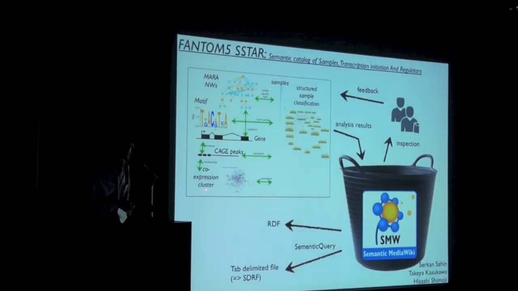And we also developed a database system based on Semantic MediaWiki. So we did many data analyses and put them onto the Semantic MediaWiki. Based on that, people can complain or give feedback. Our computational scientists do the analysis and put it onto this system, and this sort of feedback loop we established. The result can be exported as RDF, which is built-in technology in this Semantic MediaWiki. This also can be exported as a tab-delimited file, which can be compatible with SDRF, and in the end, it can be used for data exchange, I think.